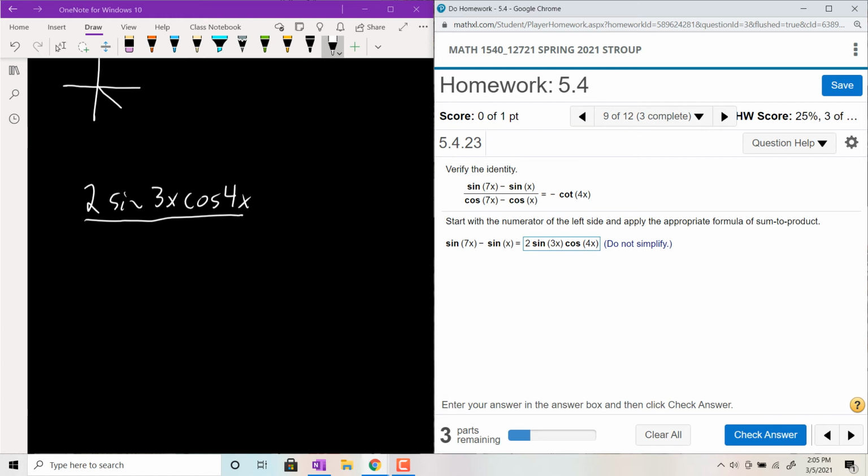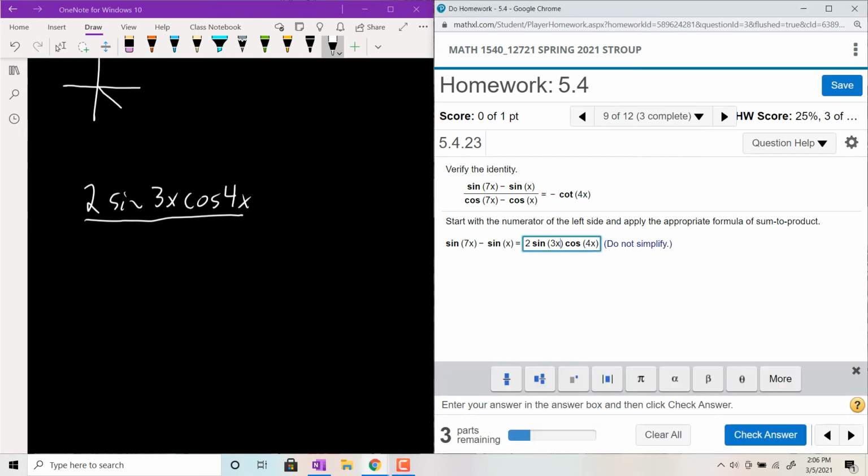Sine minus sine, 2 sine. Maybe it's because I simplified it and I didn't write 3x plus 4x or something crazy. 3x plus 4x. It's 7x plus 1x. And then the other one is 7x minus 1x.